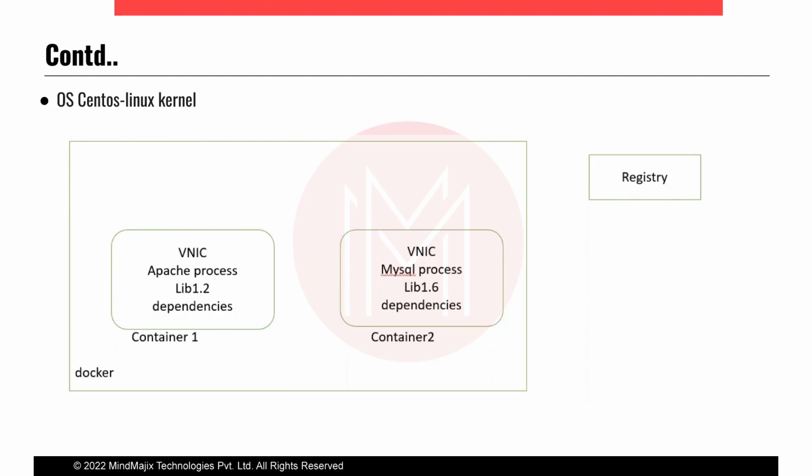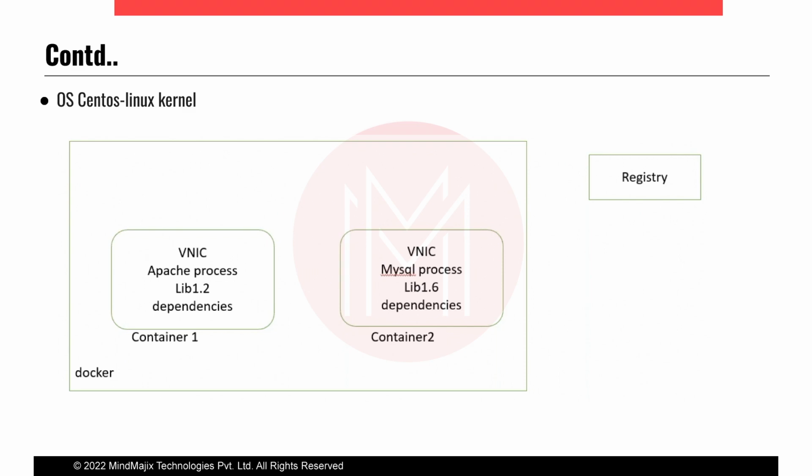Like that, I have installed my Apache service here, and likewise I have installed my MySQL service here. This Apache service is using library 1.2, whereas this is using library 1.6. These containers are isolated from each other, and these two are running as processes on my bare metal. They also have their own processes inside their containers. Both these containers have a virtual NIC in them, and if they're on the same network, we can connect from one container to the other container.